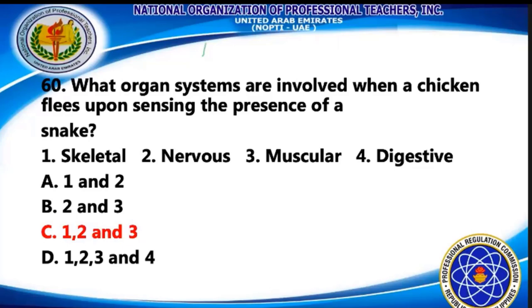Bakit? O, tingnan natin. Bakit lumipad si chicken? Kasi natakot siya sa snake. So, kung natakot siya, anong ginamit niya? Nervous system. So, ginamit niya yung 2. What else? Lumipad siya. So, nag-move. Ano ang magagamit niyang system pag nag-move? Siyempre, yung bones and muscles. Skeletal and muscular system. So, hindi niya ginamit ang digestive system kasi hindi naman siya kumain. Okay? So, C, 1, 2, and 3. Okay. Post your score.